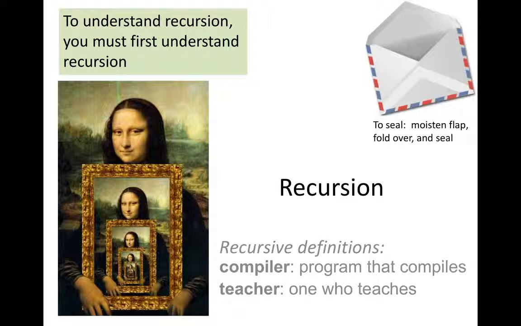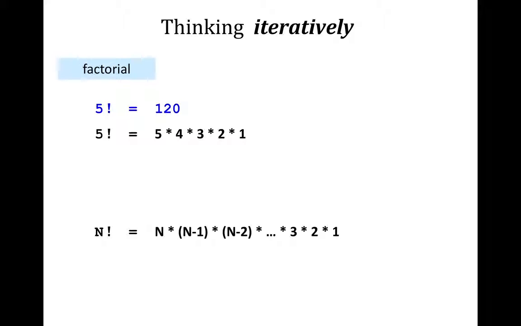So let's talk a little bit more about recursion. So far, you might have been thinking iteratively in terms of loops. For example, let's take the function of a factorial. 5 exclamation point in math stands for 5 factorial, which is equal to 120 because it's composed of 5 times 4 times 3 times 2 times 1. To generalize this process, down at the bottom of the screen, we can see that n factorial is the number itself, n, times n minus 1 times n minus 2, and so on until we hit 3 times 2 times 1.